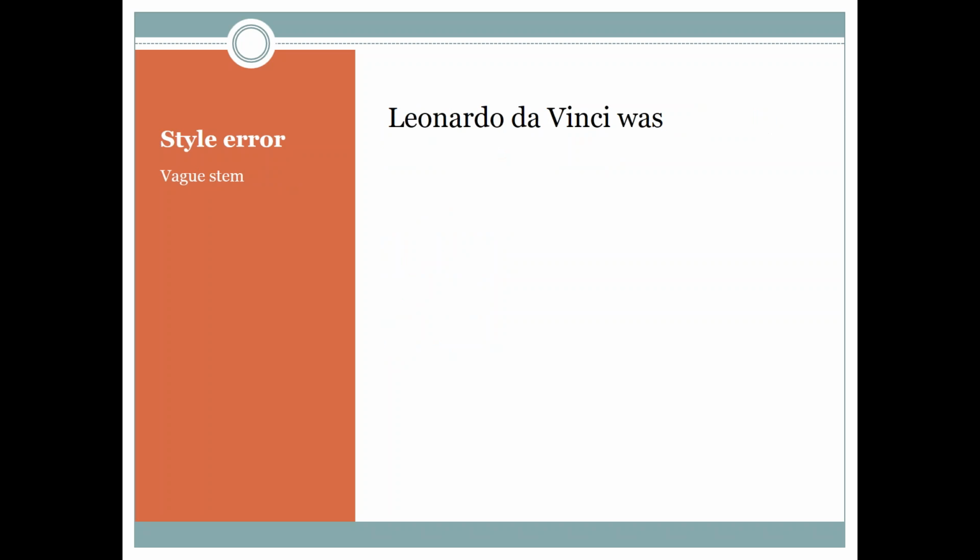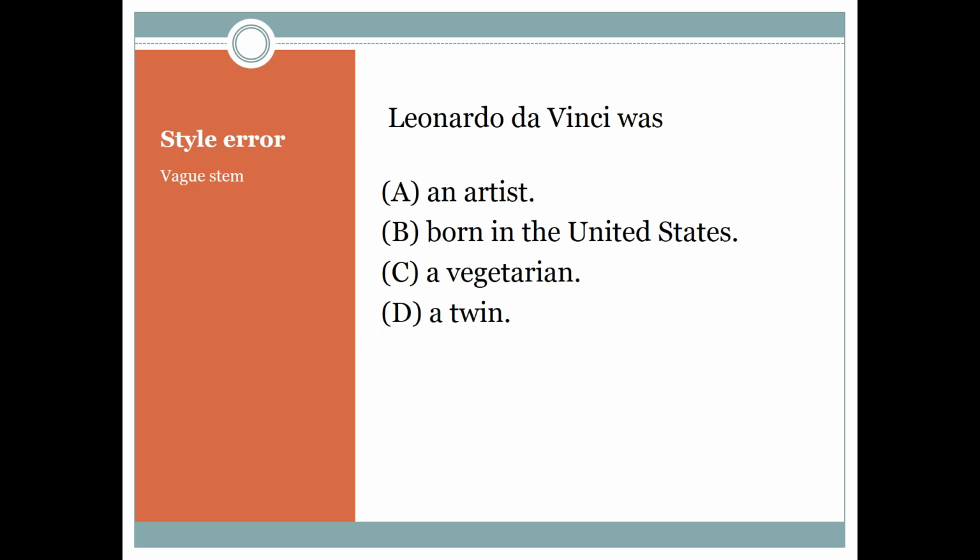So the next one is a vague stem. For instance, right here, we have Leonardo da Vinci was. Well, what was he exactly? We might have a lot of things in our mind, or the first thing that will come to your mind is he's an artist, which is one of the options here. He is an artist, but we also have born in the United States, a vegetarian, and a twin. If you're familiar with Leonardo da Vinci, in this example, you might be able to remove two of them. But do we know if he was a vegetarian specifically? We don't. But if you also look, all of these options are completely different concepts. You have a hobby, where he was born, his eating preference, and then a number of relatives.